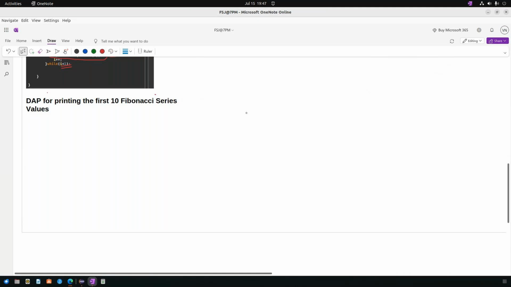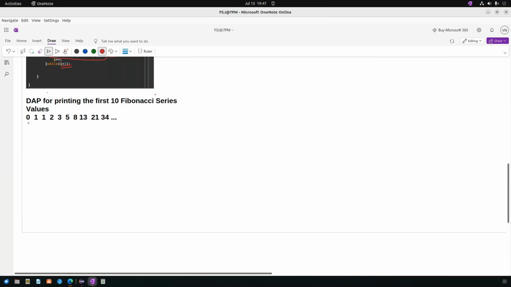So generally, what are Fibonacci series values? Fibonacci series values are nothing but 0, 1, 1. The next value will be 2, next value will be 3, next value will be 5, next value will be 8, and next value will be 13, next value will be 21, next value will be 34. Like this it goes up actually.